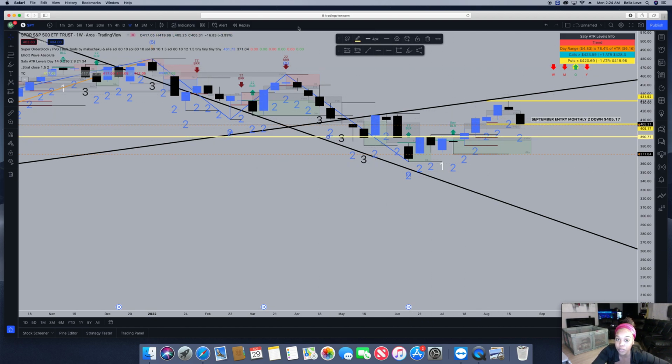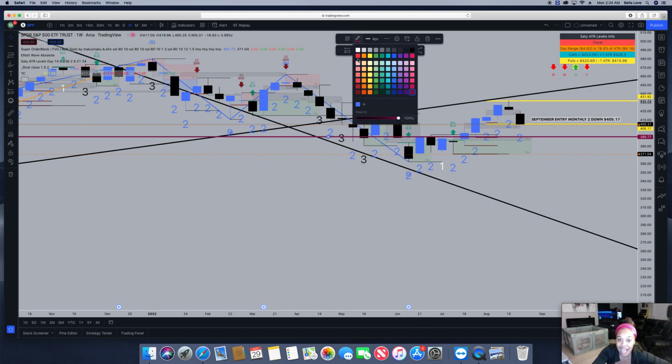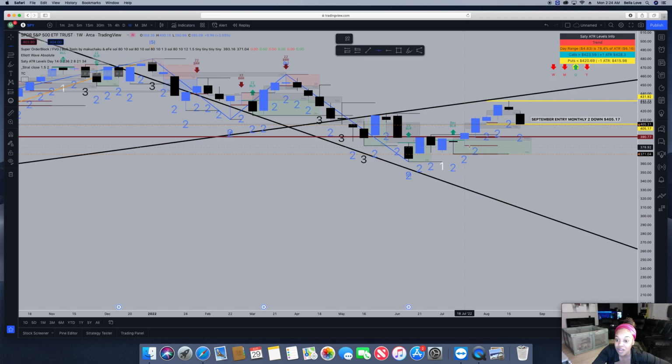Simple. 390, first target, I'll make that line. I make it red because it's a bloody month. As you guys can see in my thumbnail, I made that red too. So, second target, 380 down.